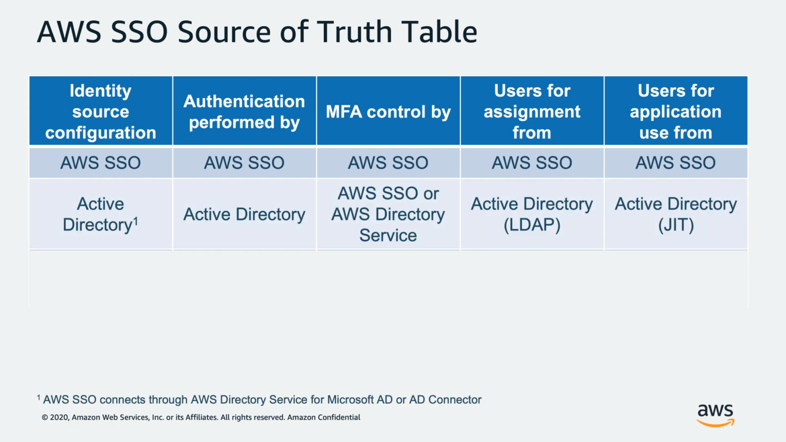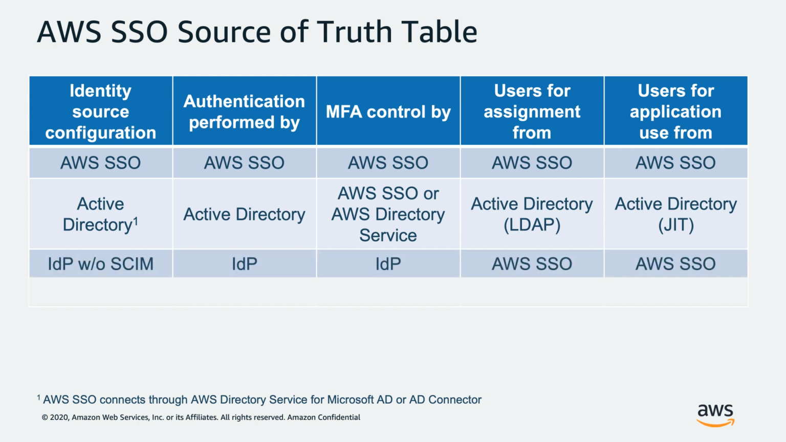When you use Active Directory as an identity source, AWS SSO authenticates users using Active Directory, and you control MFA in AWS SSO or in AWS Directory Service. Active Directory is the source of users and groups used in permission set and application assignments. AD is also the source of user metadata used by AWS SSO integrated applications, and it gets synchronized in only when users sign in.